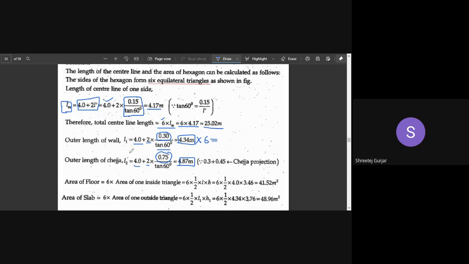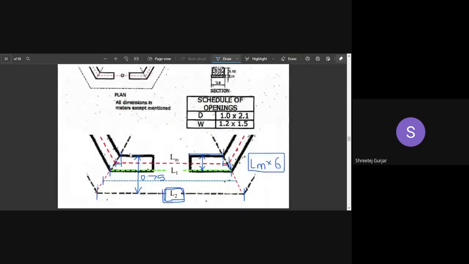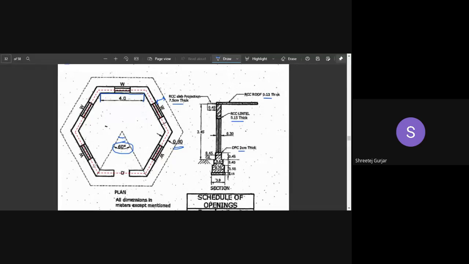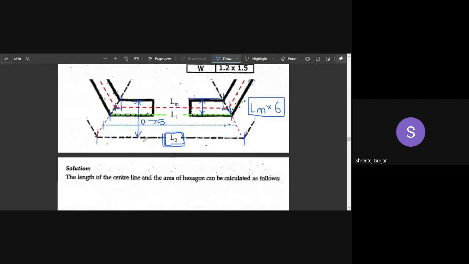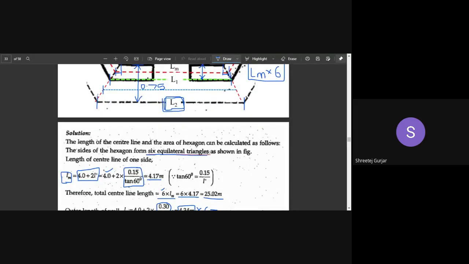So now the next thing is the floor area calculation, the area of your floor. This area we need to calculate. So for the inner area, we will divide your area into equilateral triangles. This is one equilateral triangle which they have drawn over here. Similarly, if you join over here like this, it is made up of equilateral triangles. So this is 1, and then this is 2, 3, 4, 5, and 6. So it is made up of 6 equilateral triangles.